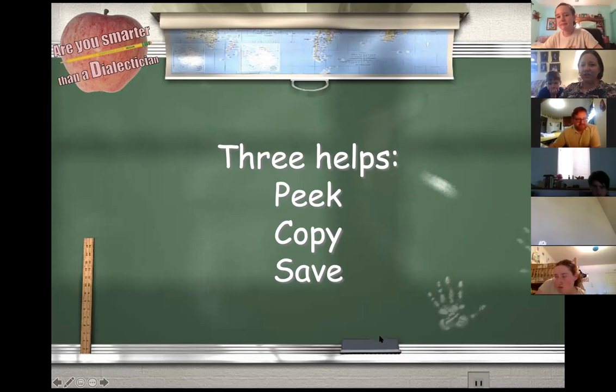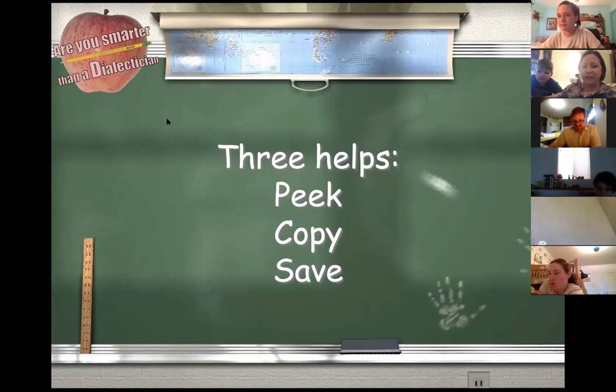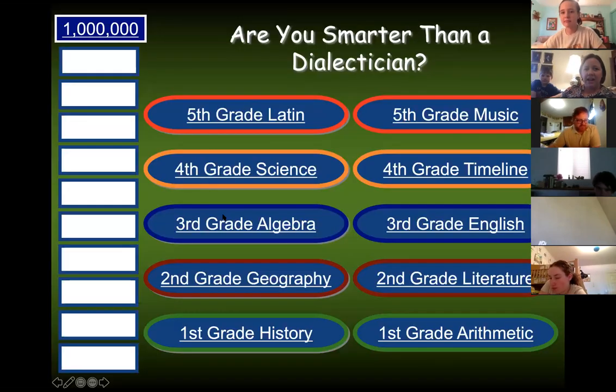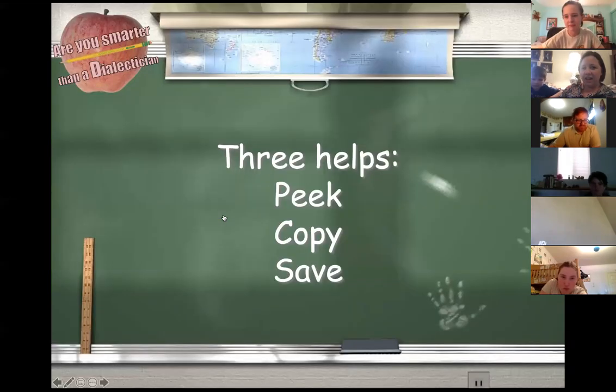A copy is you choose one student to copy from. And then a save is you choose one class, either the dialecticians or the grammarians, and whatever the majority of their answers is will be the answer that you are submitting. So if the majority of that class is correct, then you'll still be in the game. When it's time for those things, you're going to show me everybody since I can't see everybody right now.